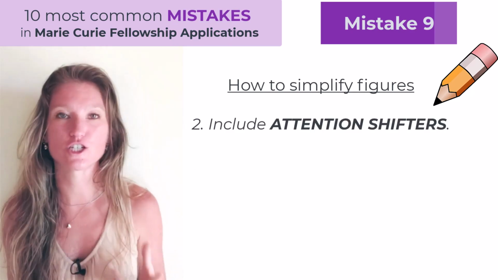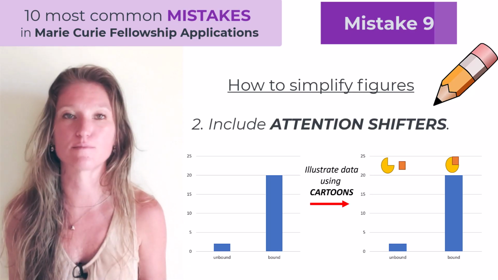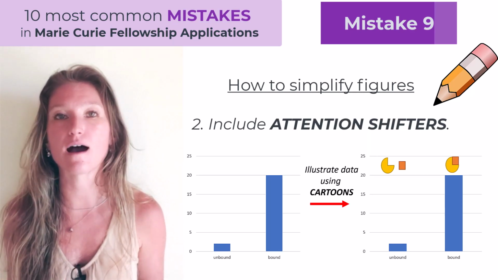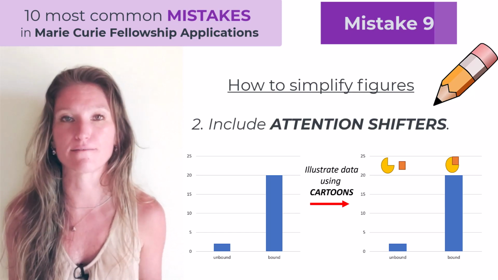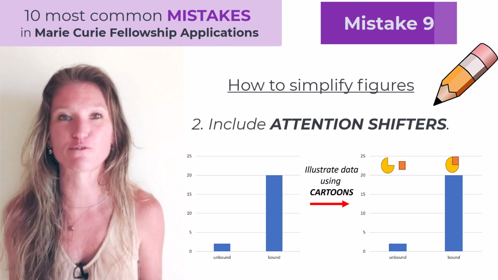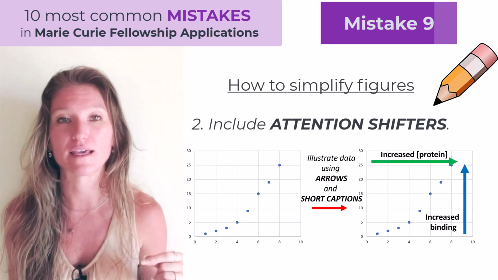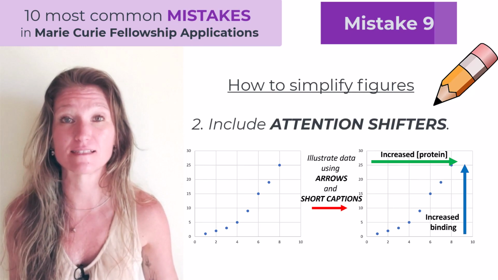Include attention shifters, things like arrows and cartoon bubbles, like I've said before, to point out the relevant information or the relevant trends for the reviewer. Don't make them try to determine these for themselves. Put in an arrow, make it colored, make it very obvious, make it very easy to see.